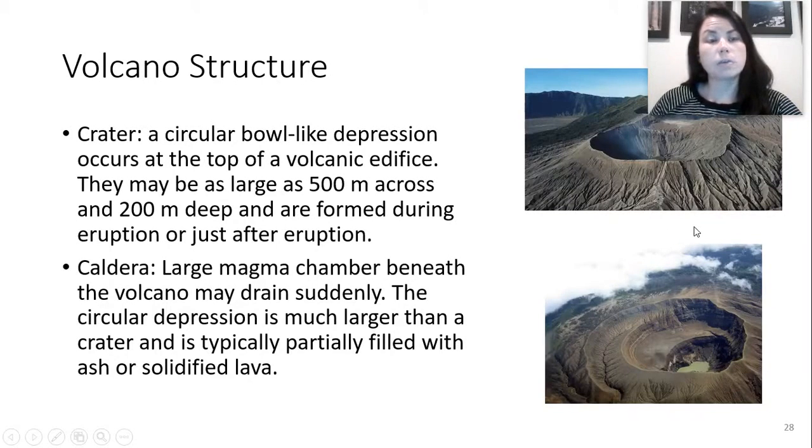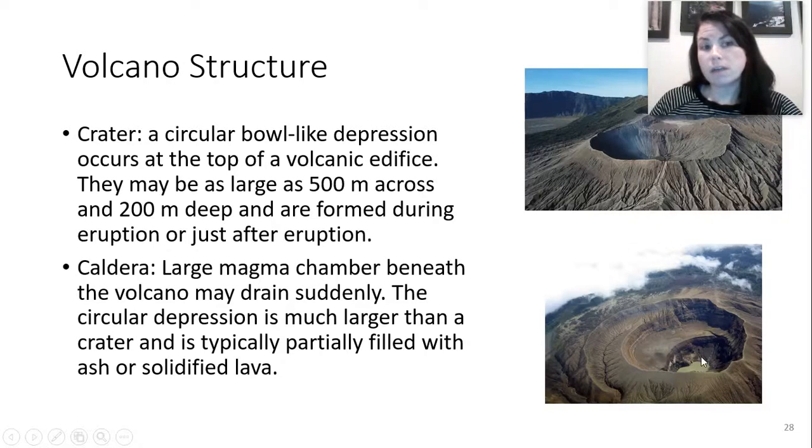Okay, let's talk about volcano structure. We have a crater, which is a circular bowl-like depression that occurs at the top of a volcanic edifice. And they can be quite large. They can be 500 meters across and 200 meters deep. And they're formed during or just after a volcanic eruption.